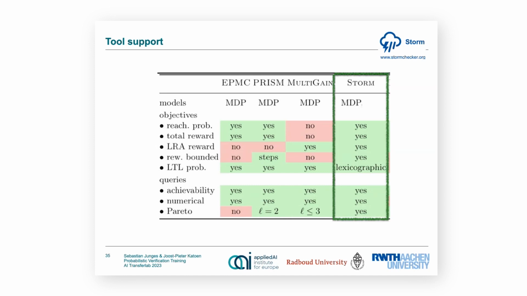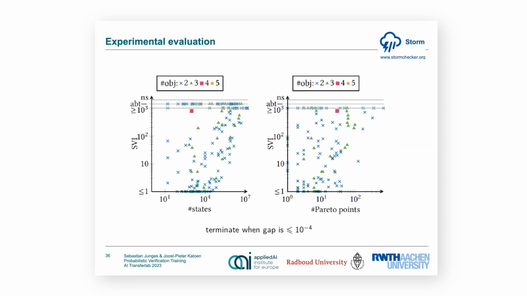And this is in Storm, and I show you two plots. These are scatter plots, so let me explain what they represent. Let's look at the left plot. In the left plot, you see on the x-axis the number of states, again log scale. And you see on the y-axis the amount of time that we need to do sound value iteration. That's what SVI refers to, and that's also in log scale.